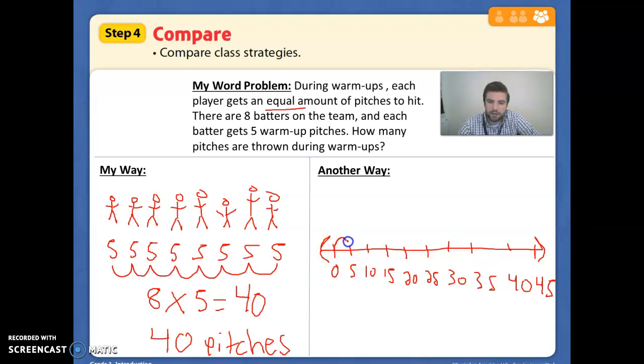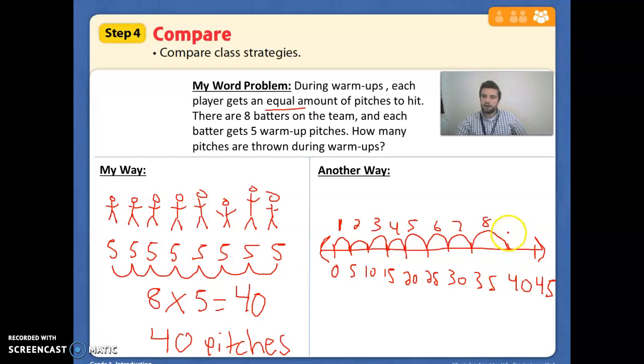So the first batter, we know, gets 5 pitches. We'll label that batter number 1. That's our first jump. The second batter gets 5 more pitches. So far, 10 pitches have been thrown. Our third batter gets 5 more pitches. Total, we have 15 pitches. And then you just keep skipping. 4, 5, 6, 7, 8. The fourth batter, the fifth batter, the sixth batter, the seventh batter, and the eighth batter, they all get 5 pitches each. And then, total, we have 40 pitches.